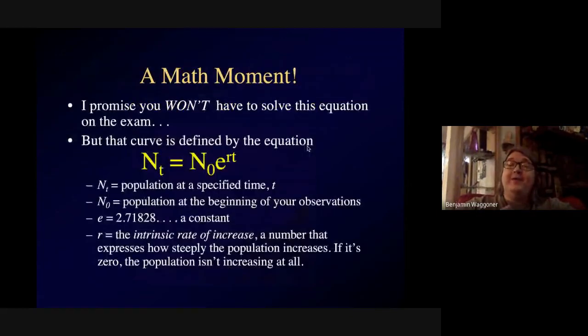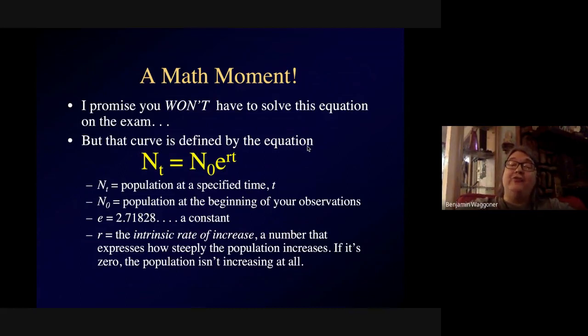Do not memorize this because you don't have to memorize this for the exam. You don't have to solve the equation, but I decided to give you just a tiny taste of the mathematics behind this. That curve is defined by the equation N sub t equals N0 times e to the rt. What the heck? N sub t is just the population at some time, whatever time you want. That time is t. And the size of the population is equal to N0, which is the population when you start, whenever you start your observations.